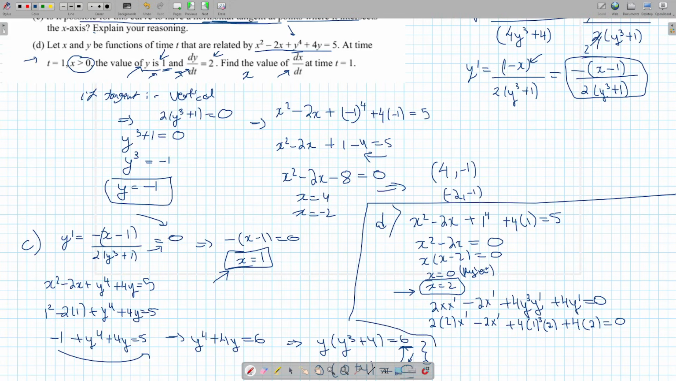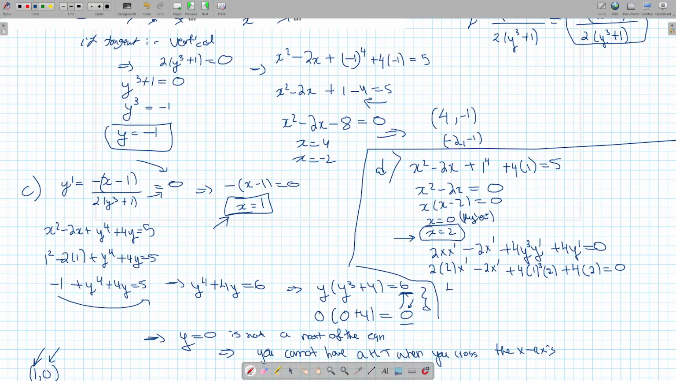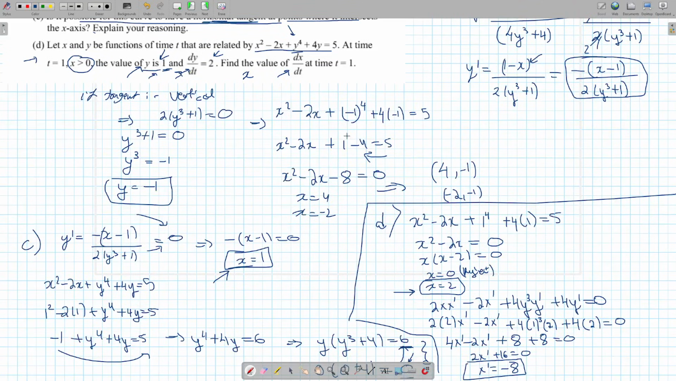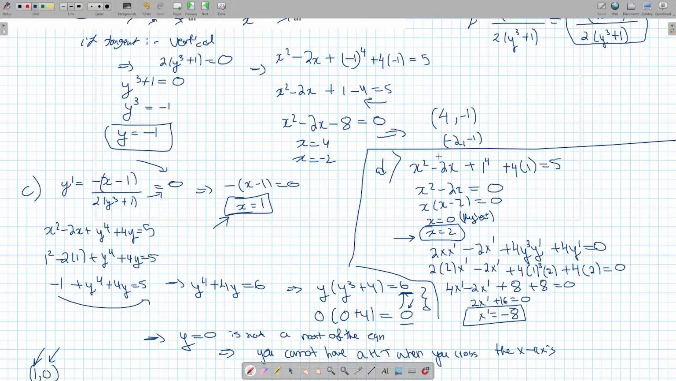I'm gonna give myself some space over here. 4x prime minus 2x prime plus 4 times 1 times 2, 8, plus 8 equals 0. So you get 2x prime plus 16 equals 0. So you get x prime is equal to negative 8. So dx by dt is equal to negative 8. Let's check this. Let me just check the answer. Yes, you get dx by dt is equal to negative 8.